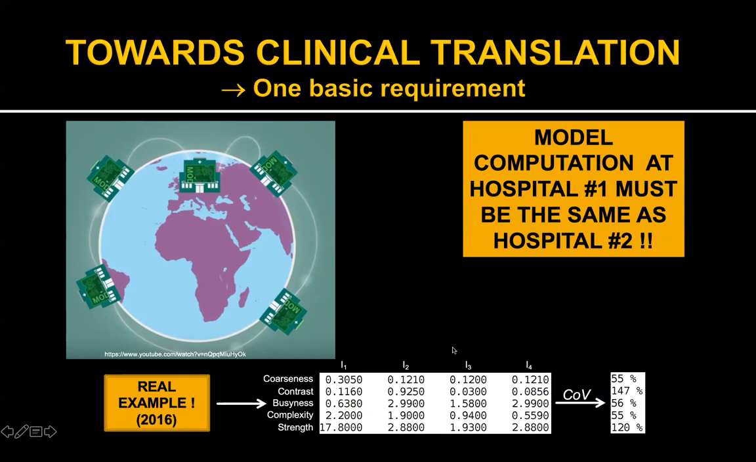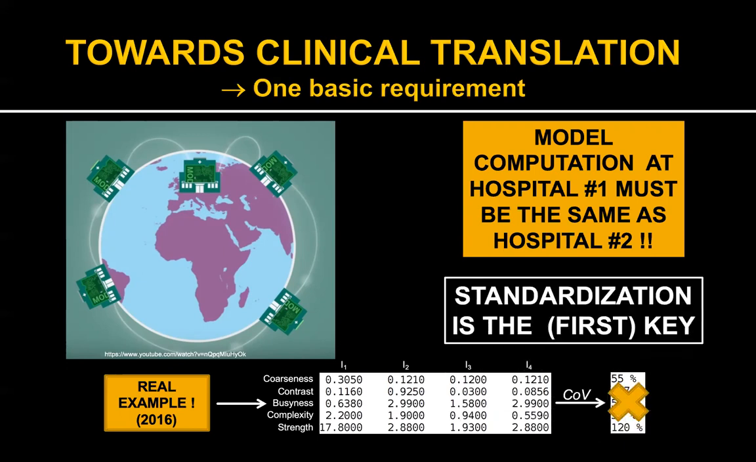institutions here, I1, I2, I3, I4, for let's say five different classical features in texture analysis. Coefficient of variations as much as 100% between the different institutions, which is not acceptable, and because of that couldn't be applied in real clinical environments. So really the key to first go towards clinical translation, have radiomics models go towards clinical translation, is first of all the standardization. The first key here, standardization about how we compute radiomics features.